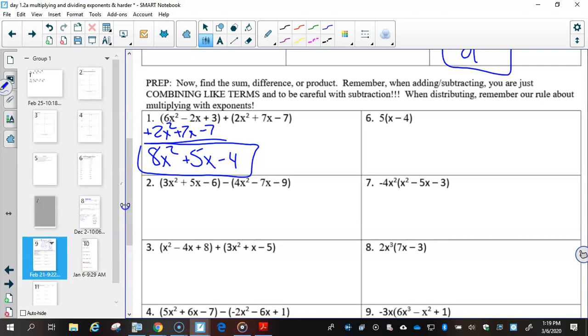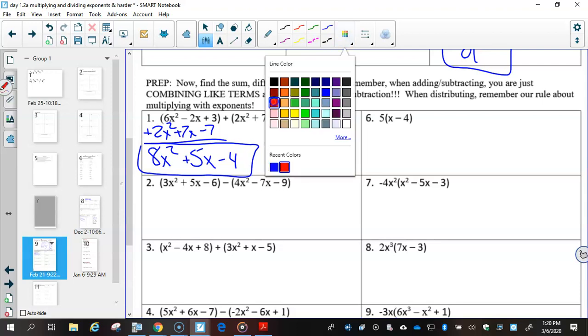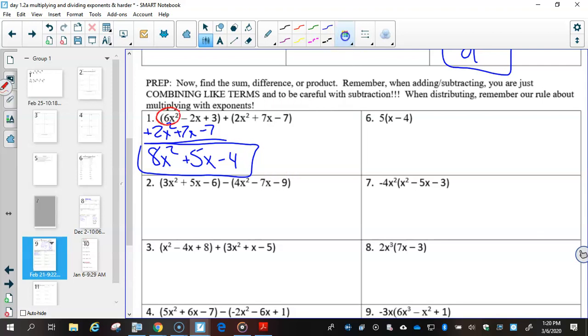The other way you could go about doing this is to leave it in a horizontal line. If you were to do that, you have to look at what are your like terms. So I could say that 6x squared and 2x squared are like terms. Negative 2x and positive 7x are like terms. And 3 and negative 7 are like terms. And I could combine them that way. You would get the same thing as long as you combine them correctly.